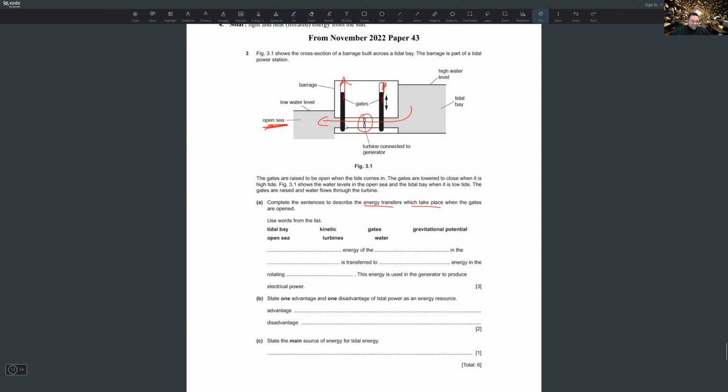Can I start with the reverse? What's rotating? It already says the generator produces, so what is going to rotate is the turbine. Maybe here I can say turbine. Okay. What kind of energy in the turbine is the energy transferred to? The turbine moves, so it's kinetic.